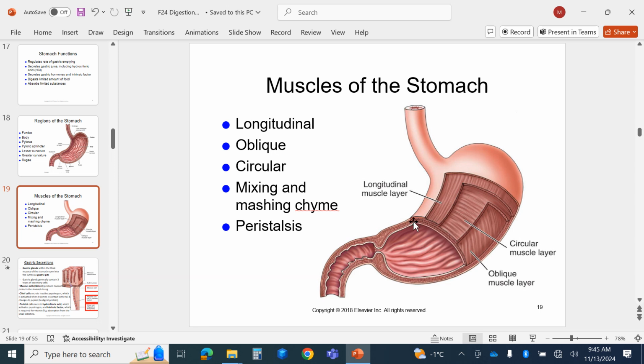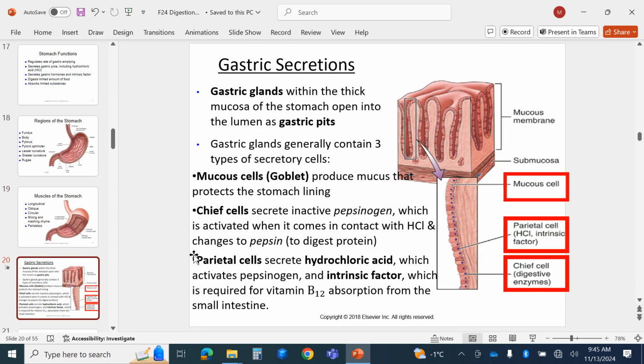You'll see the muscle of the stomach: longitudinal, oblique, circular. It's all about mixing and mashing. A good word here is chyme. That is the acidic sludge mess of food that is now in the stomach. That is called chyme, and it's all through peristalsis, with all the different muscle layers moving the food and its contents around.